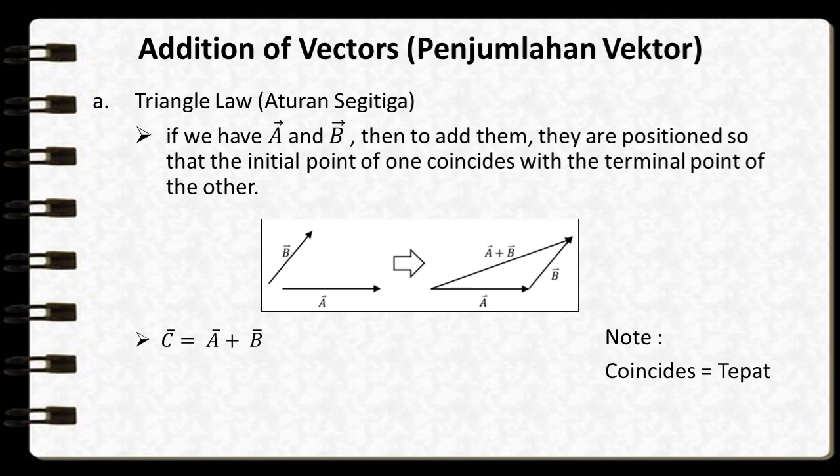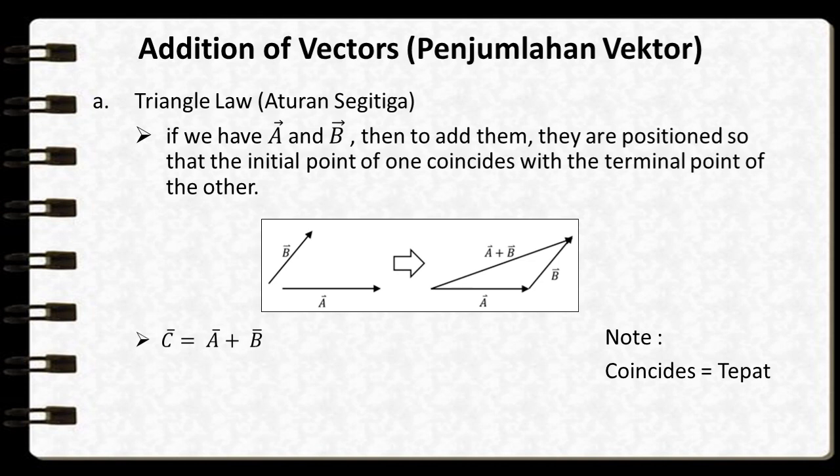Okay, now I will explain about addition of vectors. On addition of vectors, we have the triangle law and the parallelogram law. First, I will explain about the triangle law. In the triangle law, if we have two vectors, then to add them, they are positioned so that the initial point of one coincides with the terminal point of the other.